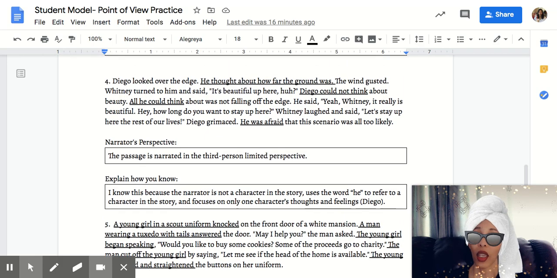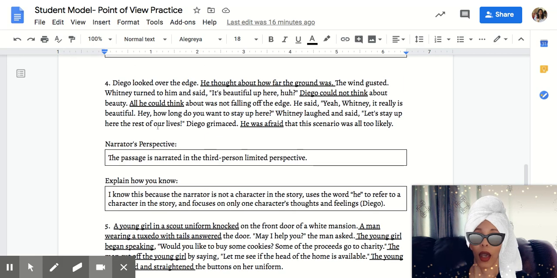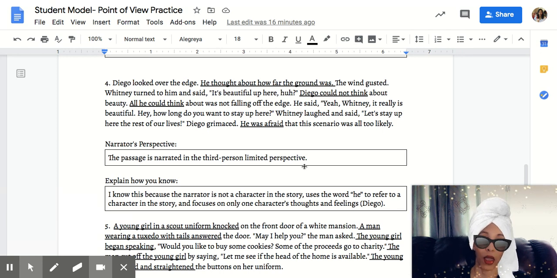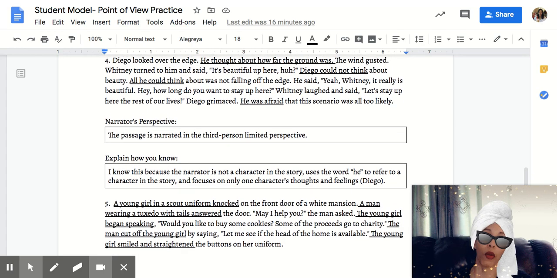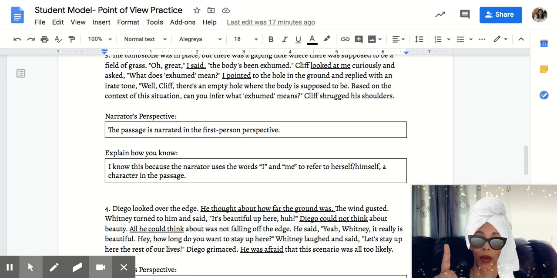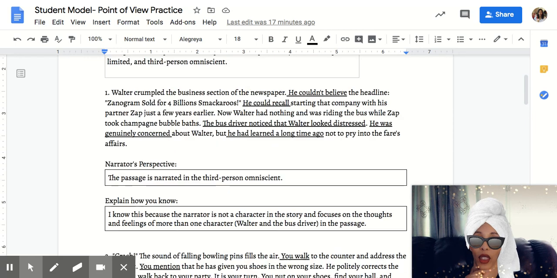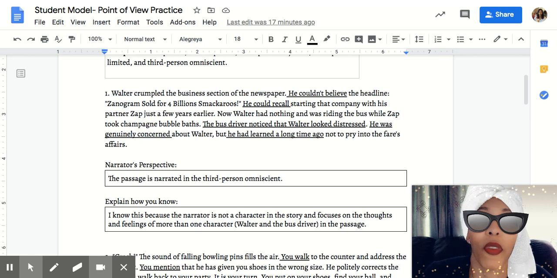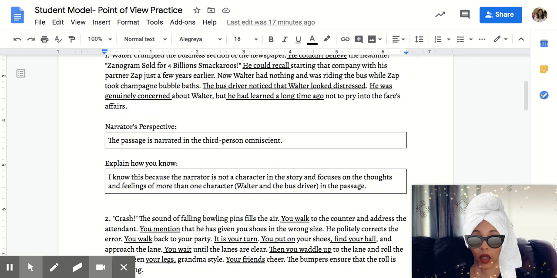And the next, number 4, the next passage, the student states that, and again, the student is annotating for which point of view it is. The passage is narrated in the third person limited perspective. And if you don't know what limited is, it refers to one character's perspective. Whereas in the beginning, the first one I forgot to mention, omniscient is all knowing, that you know the thoughts and feelings of all characters. So let's go back to number 4.